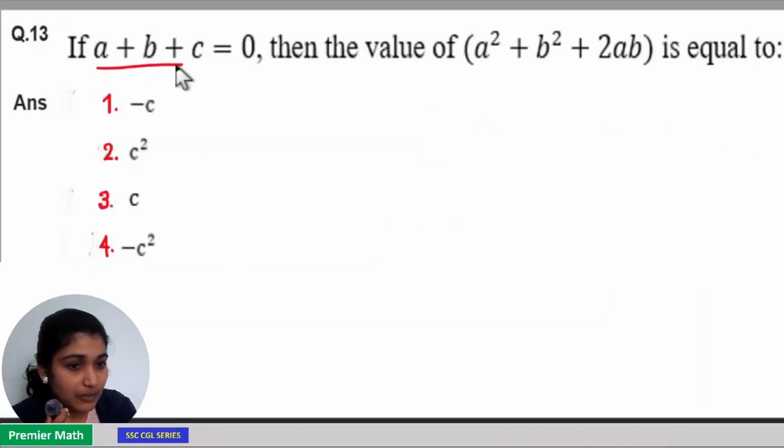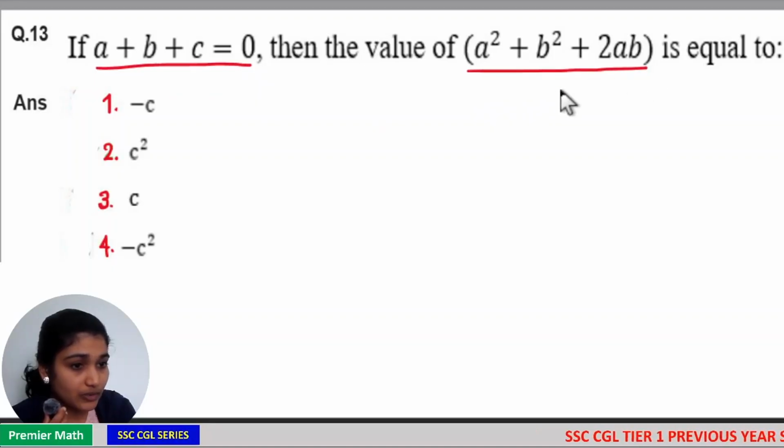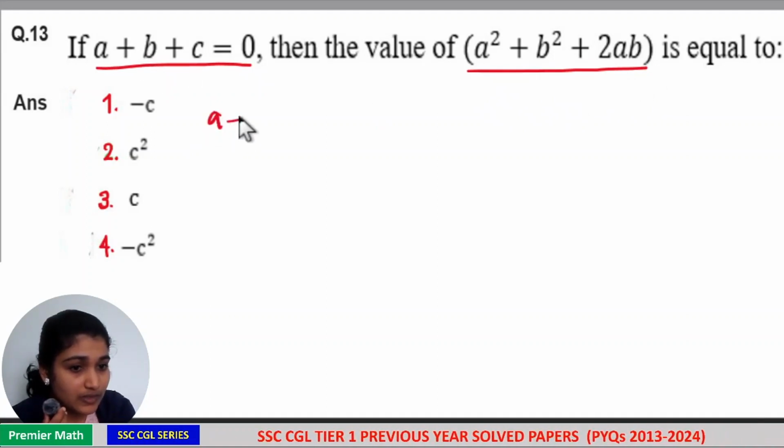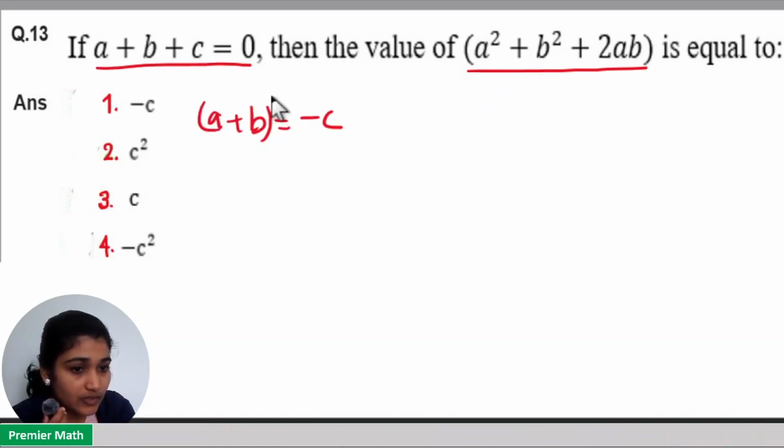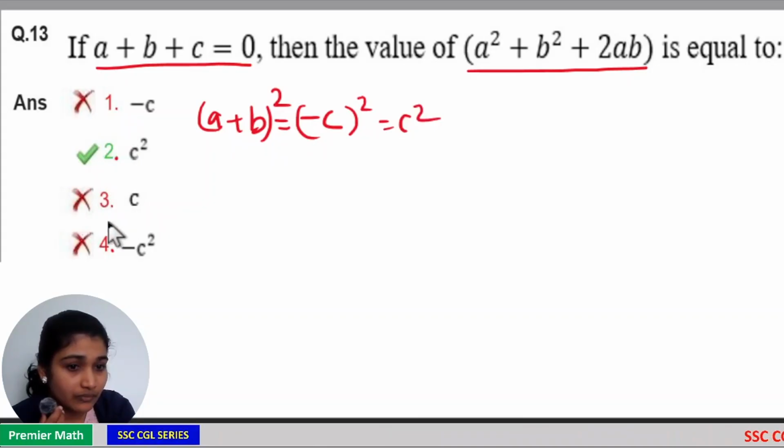If a plus b plus c equal to 0, then the value of a square plus b square plus 2ab is equal to a plus b the whole square. Here, from this, a plus b equal to minus c. Then if you take the square of it, minus c square is equal to c square. Option 2 is your answer. A plus b the whole square is equal to a square plus b square plus 2ab.